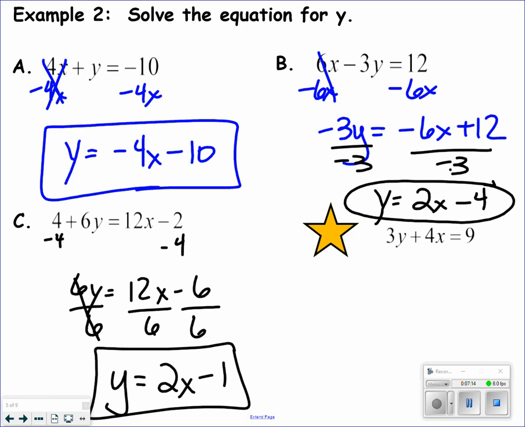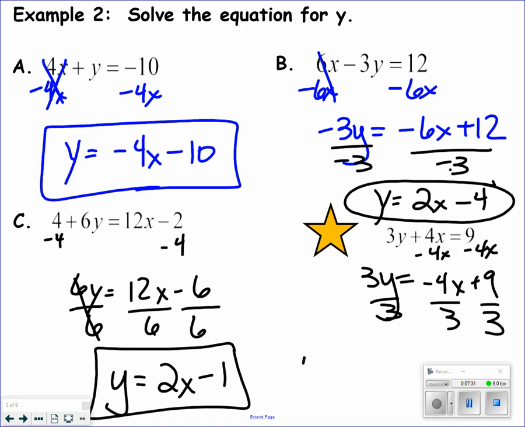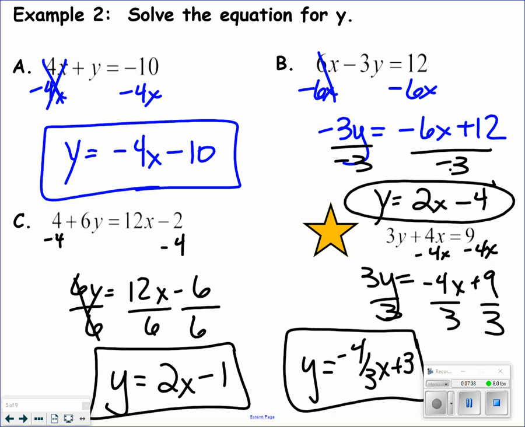Pause the video right now, and see if you can do the next one by yourself. I'm back. All right, let's see if you did this right. You're going to subtract 4x from both sides and divide everything by 3. So y is equal to negative 4/3 x plus 3. If you did it right, that's what you should have gotten.